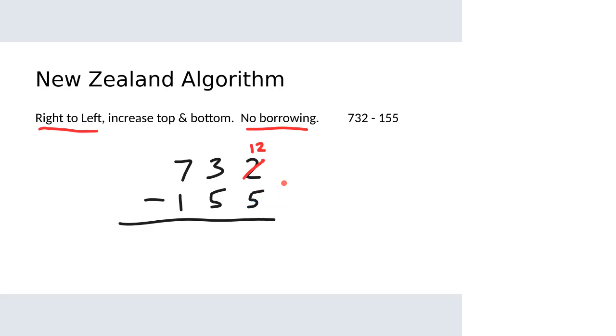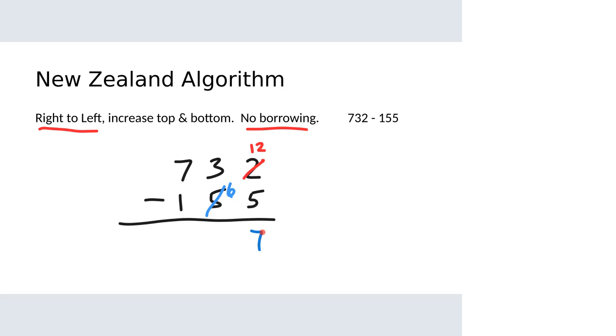So if I want to make the bottom number bigger by 10 in a way that works, I'm going to increase this from 5 to 6. So what I've done here is I've made the top number bigger by 10. I've made the bottom number bigger by 10. And now I can subtract. In the ones column, I'll do 12 minus 5 and get 7.